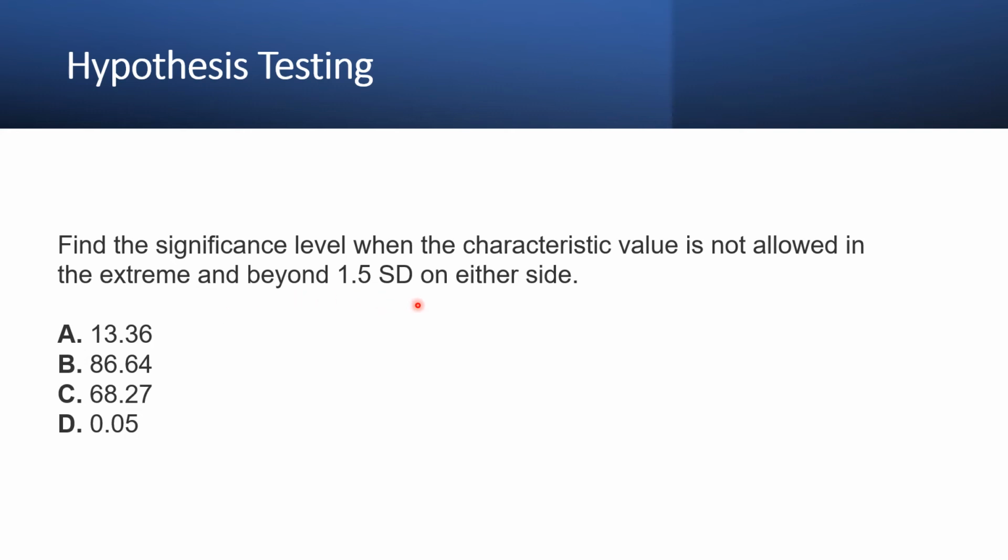Find the significance level when the characteristic value is not allowed in the extreme and beyond of 1.5 standard deviation on either side. So we know plus or minus 1, we know plus or minus 2, but now it is a question of 1.5. Probably we have to look at the probability plot to find the exact answer for this question.